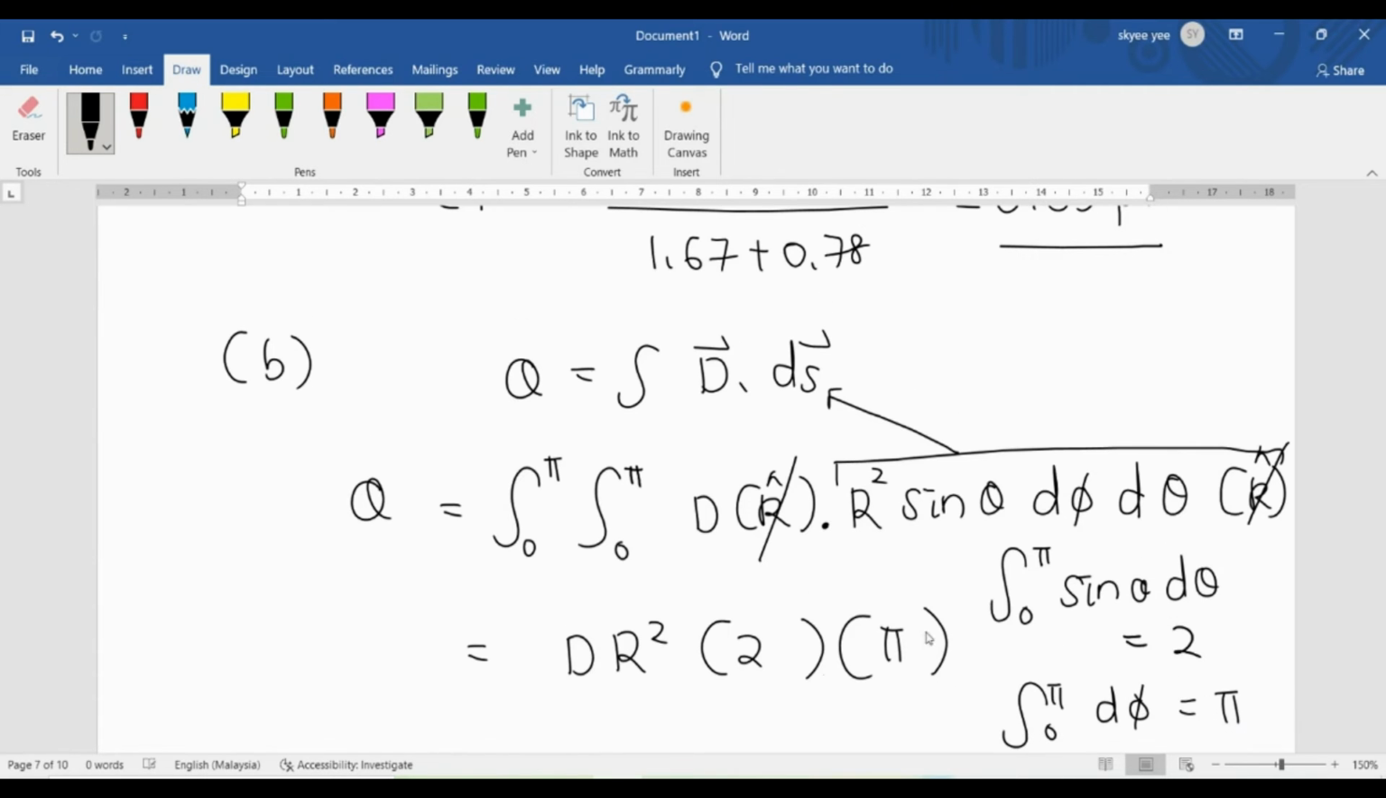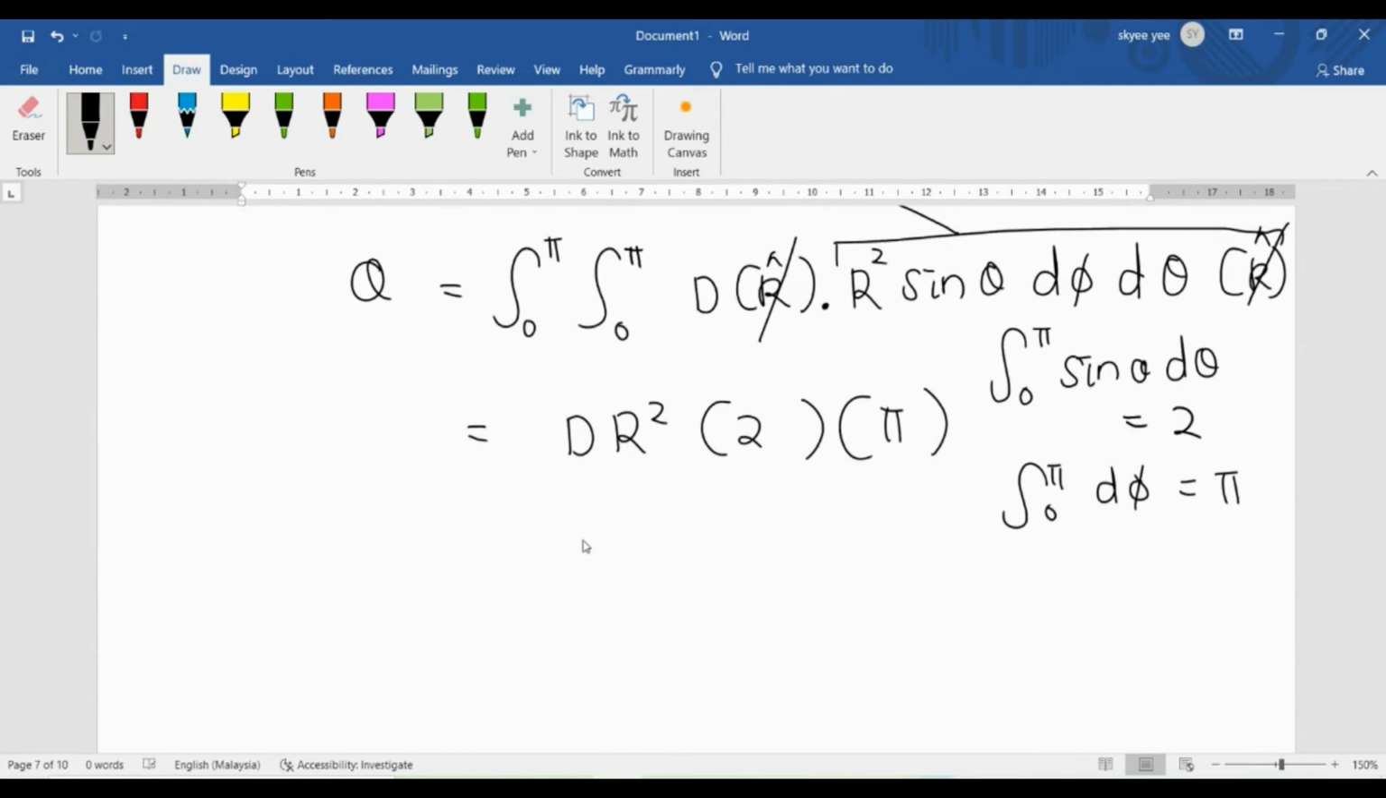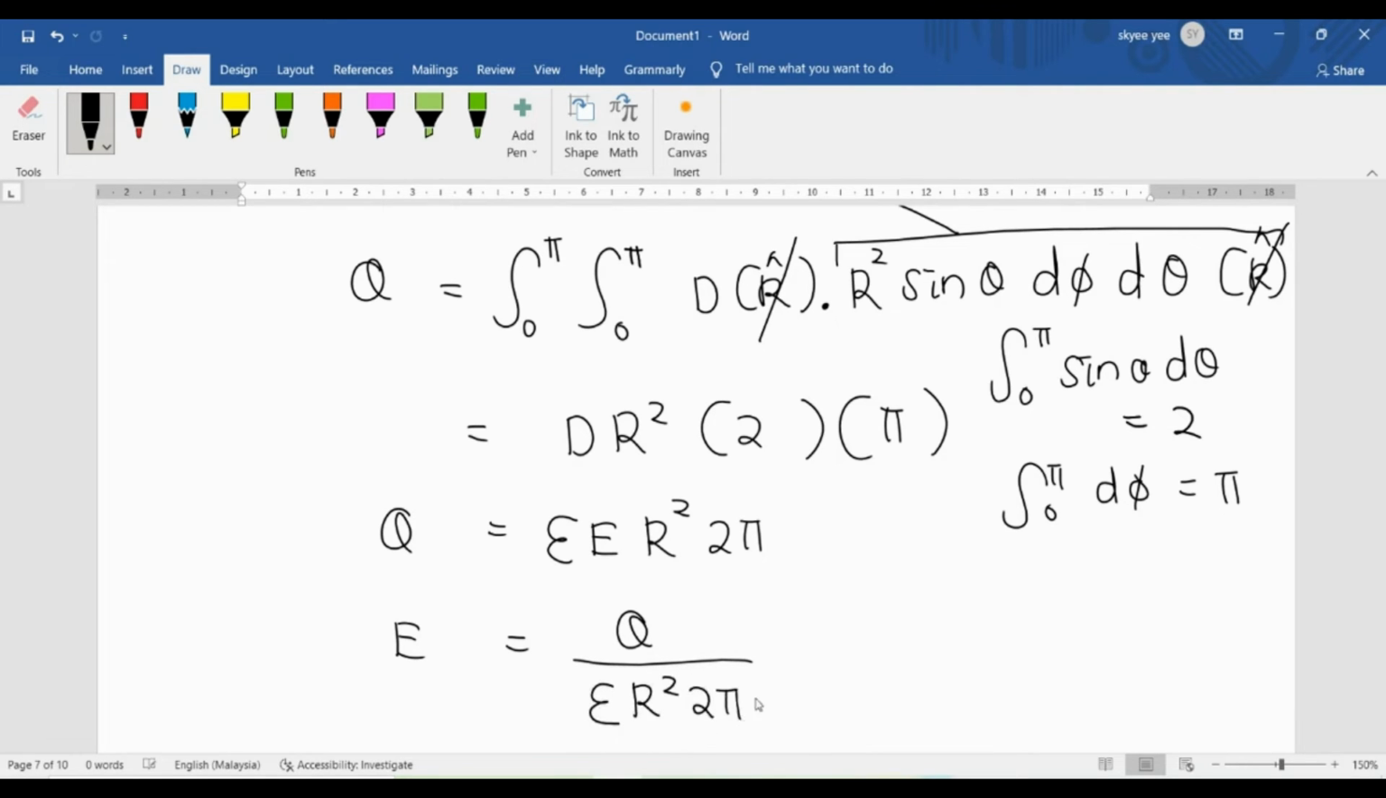So you put it here. So your E will be equal to q over epsilon r square 2 pi. Epsilon. Yeah, so it is in the r direction.